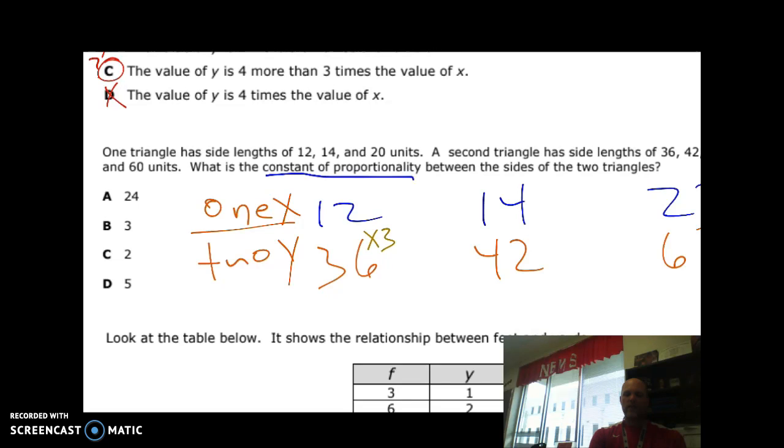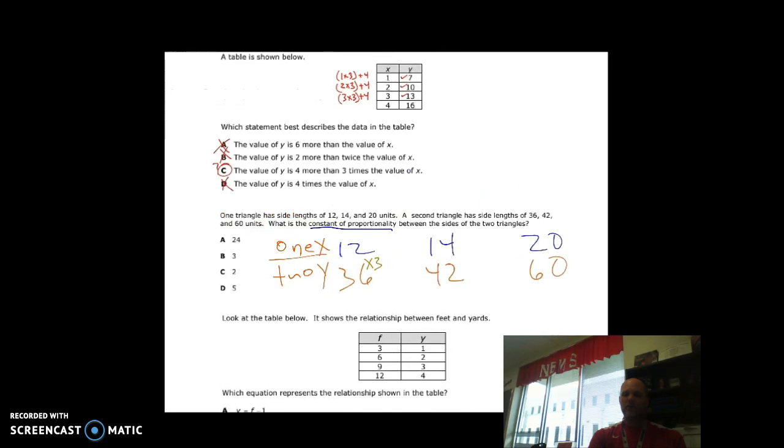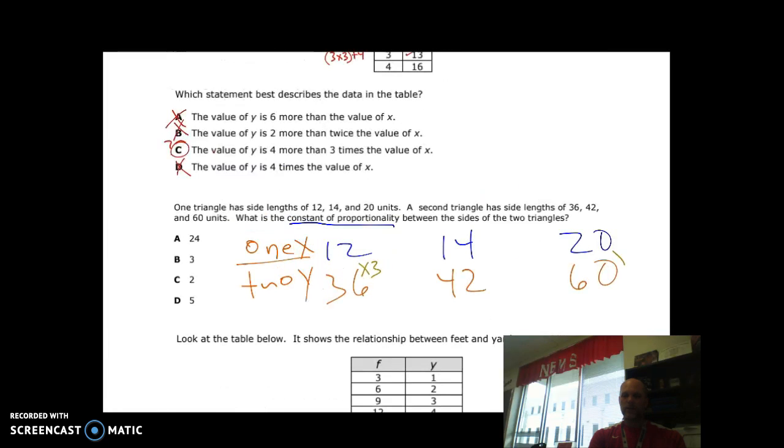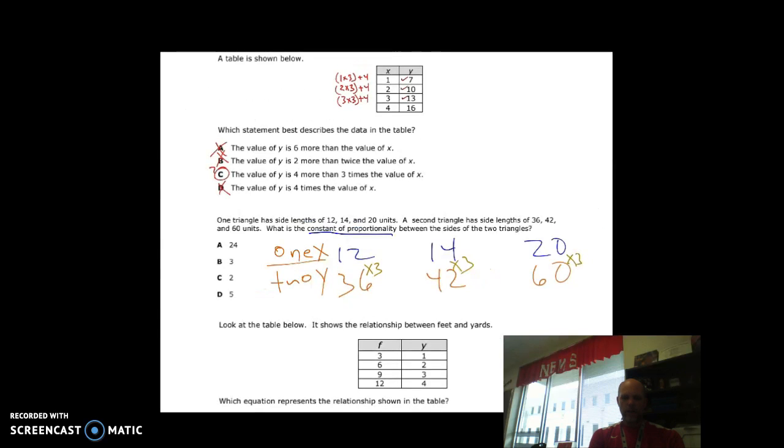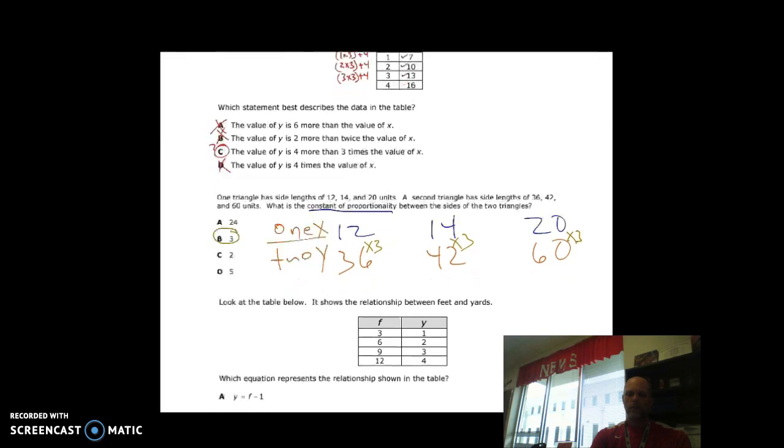I don't know my 14, so I'm not going to check that one yet. But I know 20 times 3 is 60, right? Correct? And then I'm guessing 14 times 2 is 28. And then 14 more, that's 42. So then what's our constant of proportionality? 3. Yeah. Cool? Okay.